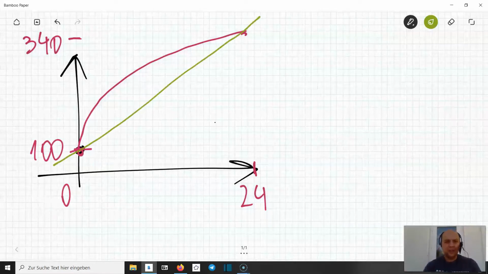So the thing is, the average speed so far would be 10 kilometers per hour. We would divide 240 kilometers by 24 hours, and the average speed would be 10 kilometers per hour. As you can see on the picture, the approximation is pretty bad. There is a huge discrepancy between the curve and the slope, so the line. Maybe we should just somehow improve it. And the answer is yes, we could.